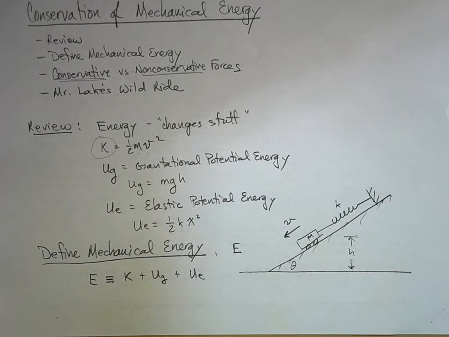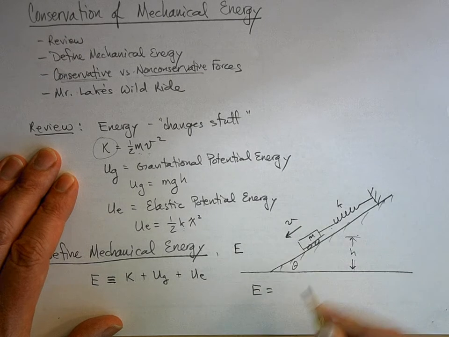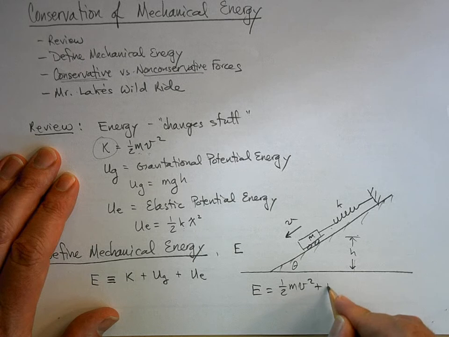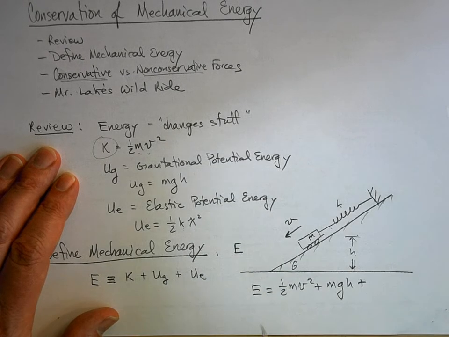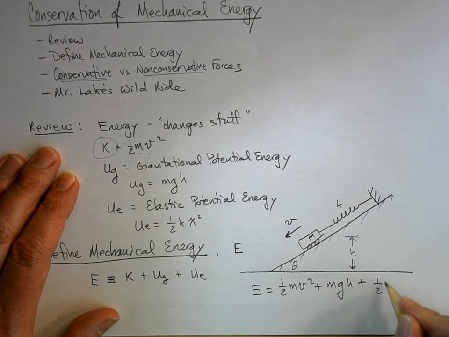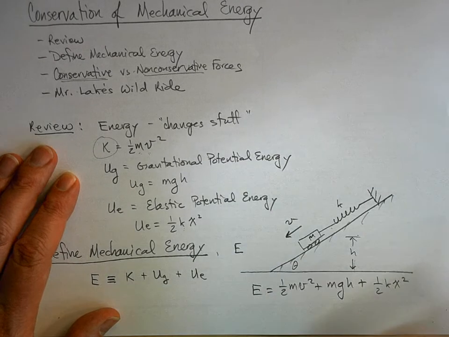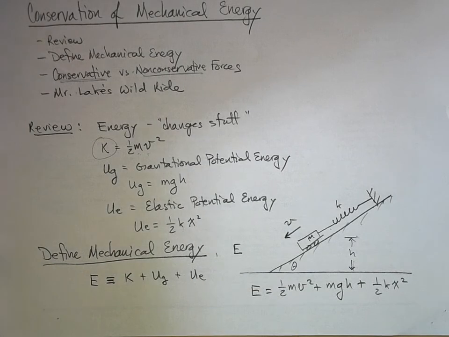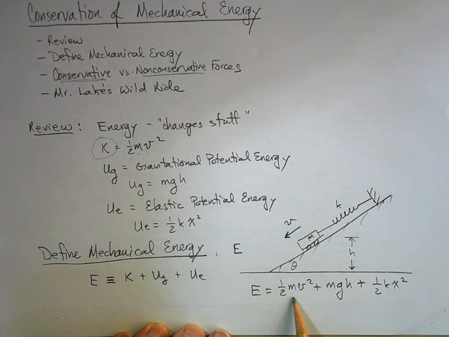If we add all that up, this would be 1/2 mv squared plus mgh plus 1/2 kx squared. And that'll be the total amount of mechanical energy in the system. Now, I could give you an example, and we could go through all the math, but we're running low on time. So when we say mechanical energy, we mean all the potential energy, gravitational potential, elastic potential, and kinetic energy, just all added up.